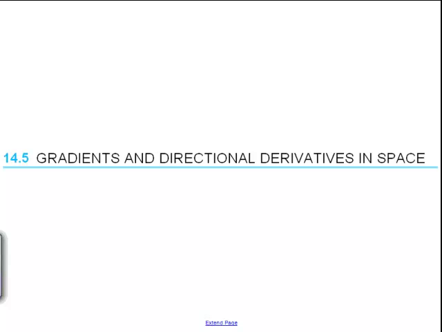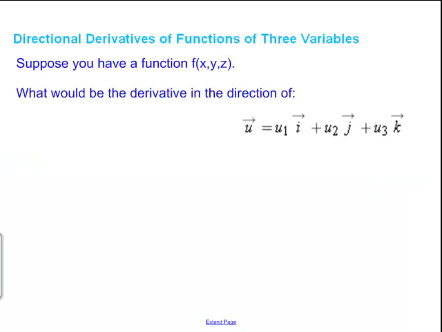Okay, well, in the last section we talked about directional derivatives and gradients on planes. Now we're going to talk about them in space. And the procedure is really the same. So this should feel a little bit like review with just a slight addition to it. All right, so let's say we have some function, f of x, y, z, so three independent variables.